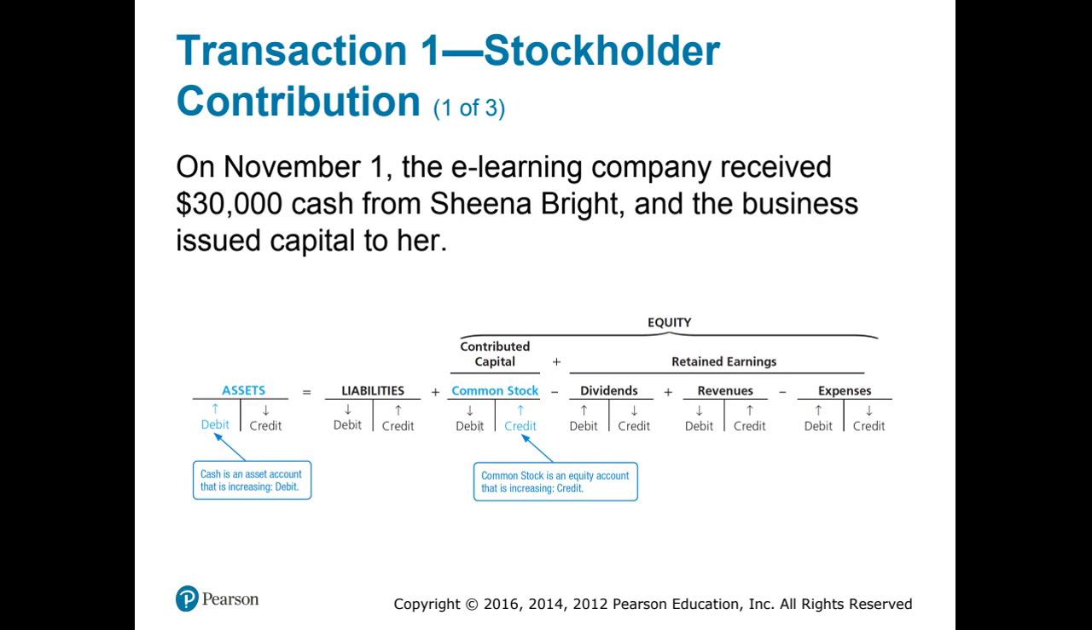We're going to run through a couple of example transactions here. On transaction 1, stockholder contribution, on November 1st, e-learning company received $30,000 cash from Sheena Bright. She gave us $30,000 to invest in the company, and the business issued capital to her. We recall this from chapter 1. So when that happened, we debited our asset account because cash is an asset and it increases with a debit. So we debited our asset account for $30,000. We credited our common stock account for $30,000, showing that the equity increased.